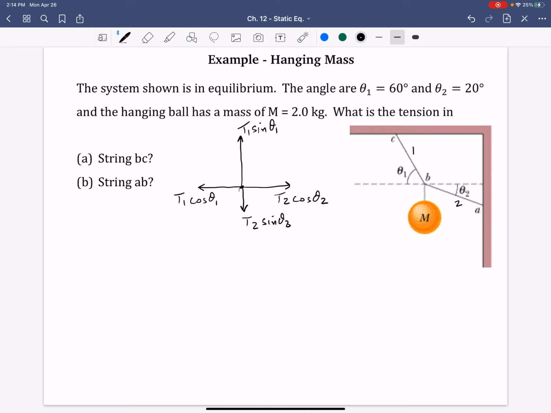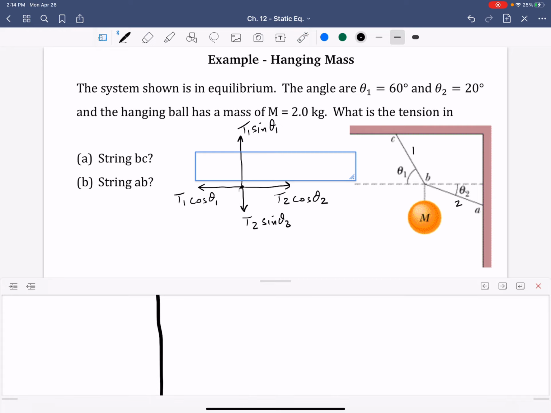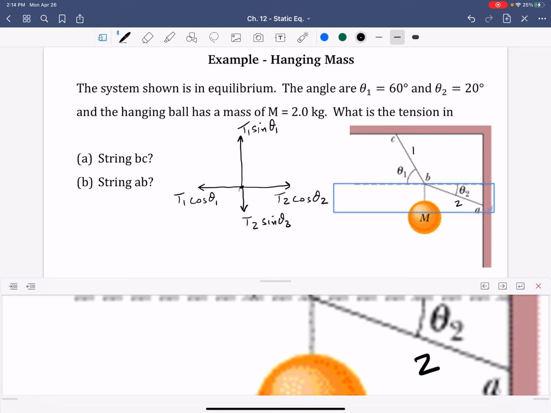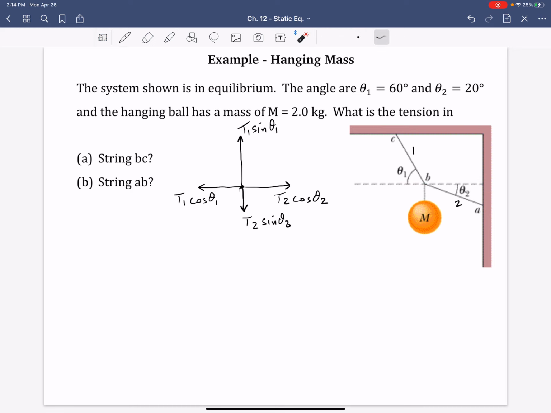Now we just have the ball. If you think about it, if we zoom in, let's try this here. If we zoom in right there on that string, will this work? Oh, no, it won't.